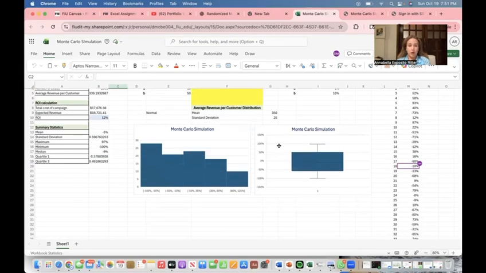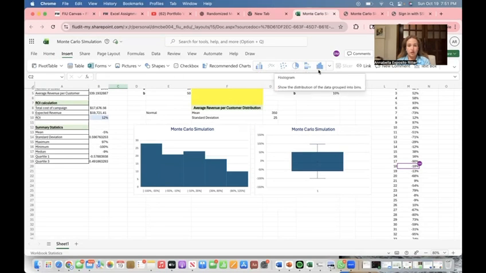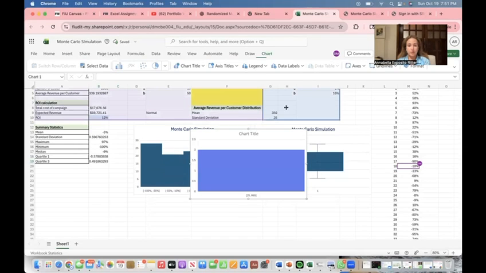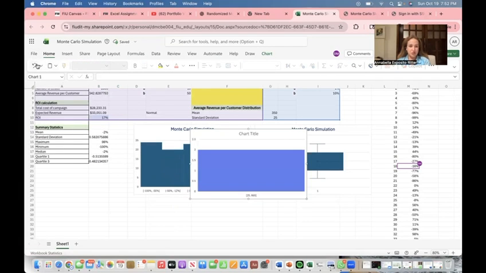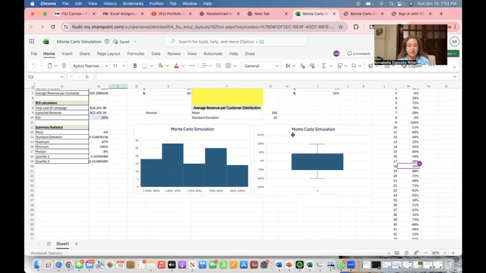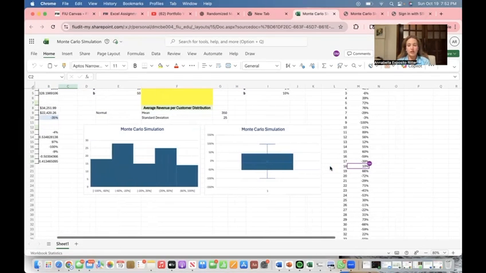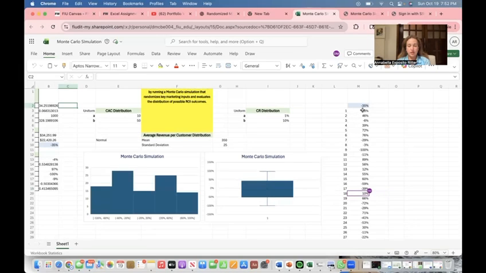How we get the graphs, you would go to Insert, and then here where the graphs are, you would select the histogram. You would select the histogram, and you would go ahead and select these two rows, and then they would give you the graph of the Monte Carlo simulation, the raw.